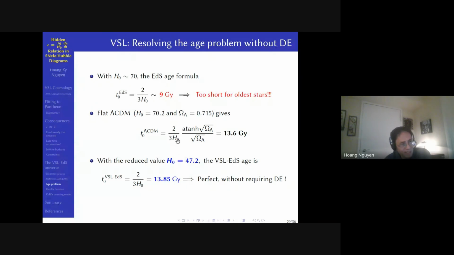In this, we do need dark energy, but with x naught at 70. So therefore, using a smaller value of x naught here actually resolves the age problem without using dark energy.